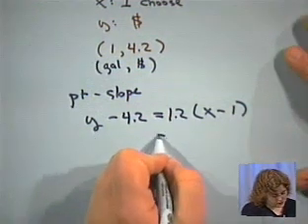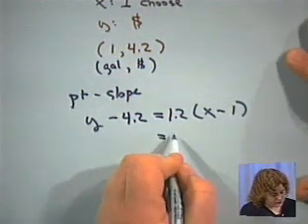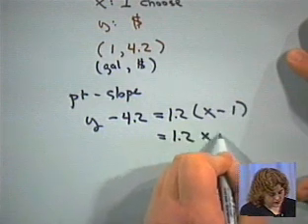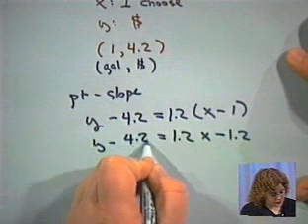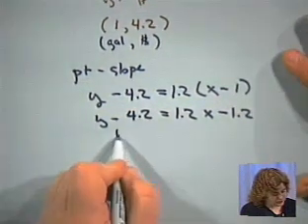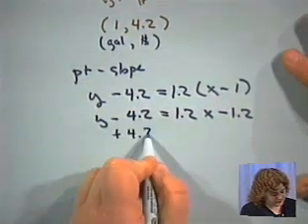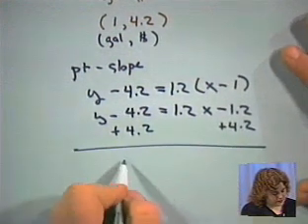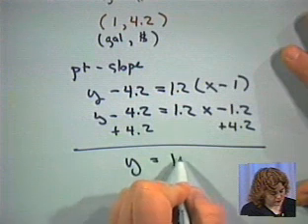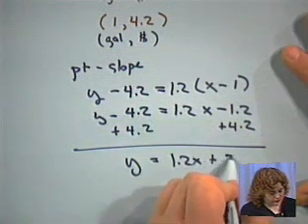So let's go ahead and use our distributive property. We'll have 1.2x minus 1.2 is equal to y minus 4.2. We'll add 4.2 to each side. And we'll end up with y is equal to 1.2x plus 3.